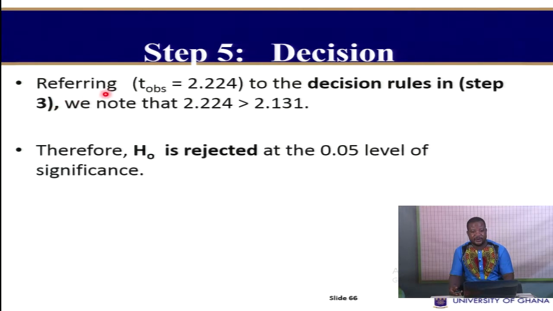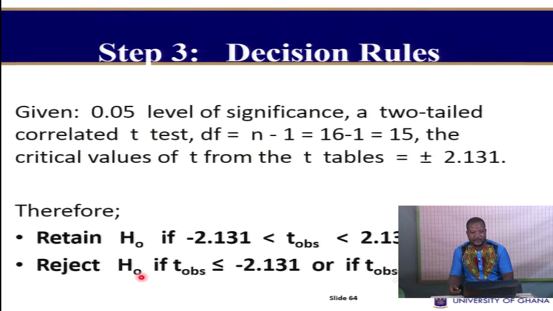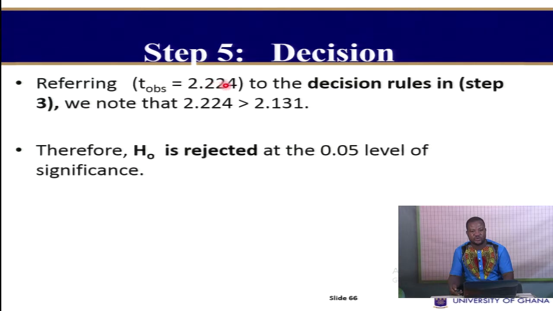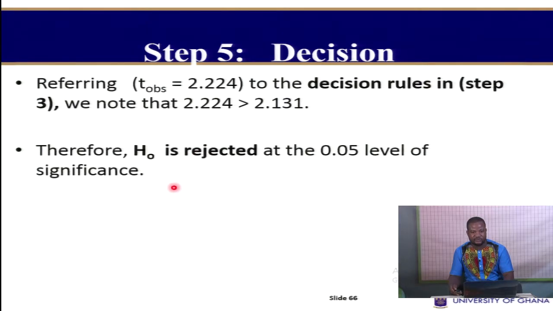So here they are saying that, referring the t observed, which is positive 2.224, to the decision rule in step 3. And what is the decision rule that we have in step 3 concerning the positive? We are saying that we will reject our HO if our t observed is greater than or equal to 2.131. What we have obtained now is 2.224. It is greater than this, so we need to take the decision to reject our HO because it satisfies this condition. So, referring the t observed of 2.224 to the decision rule in step 3, we note that the 2.224, which is our t observed, is greater than the t critical, 2.131. Therefore, HO is rejected at the 0.05 level of significance. That is the decision we have taken.